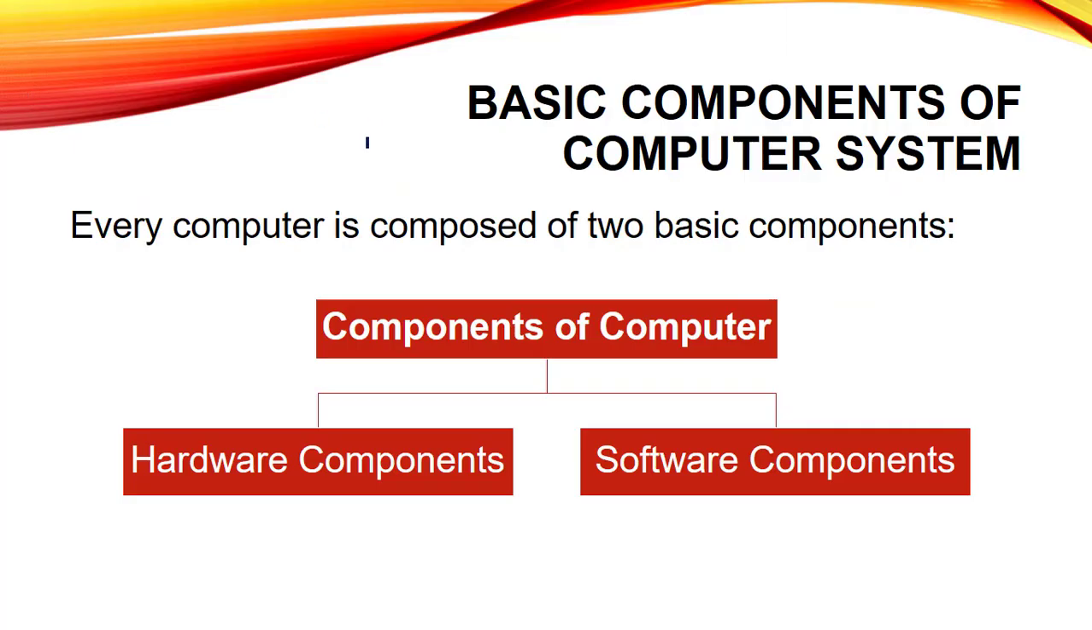First we have to discuss the basic components of our computer system. In the first chapter we discussed the functional components. Functional components means the components which explain the functioning of a computer. And here we have to discuss the basic components. Basic components means the components of which this computer is made up. So our computer generally consists of two components. These two components are hardware components and software components.